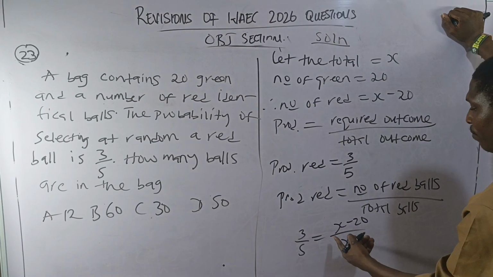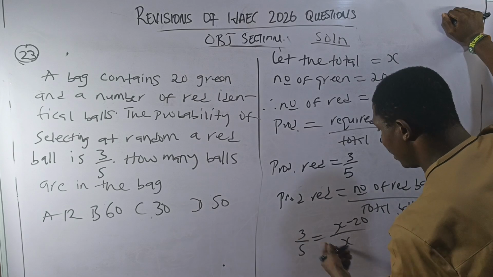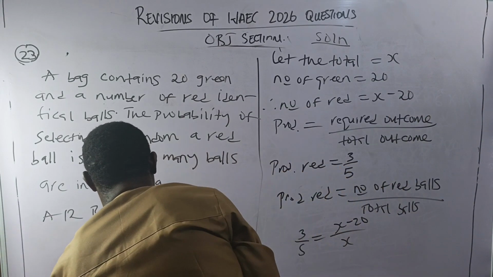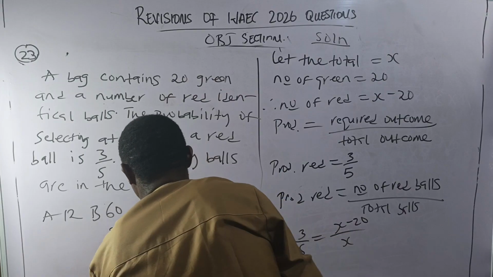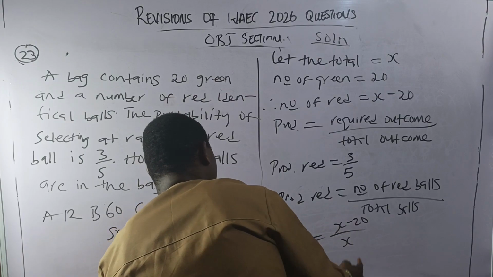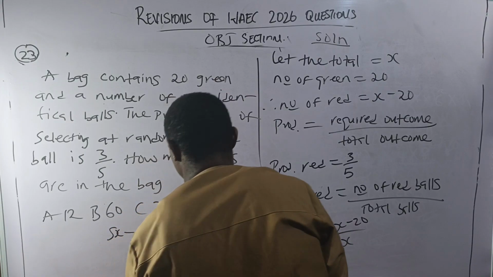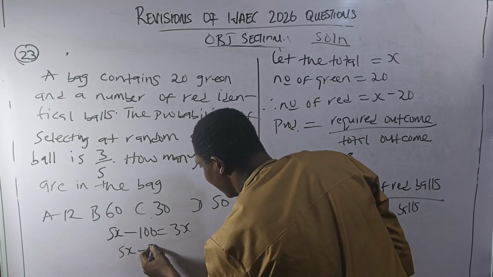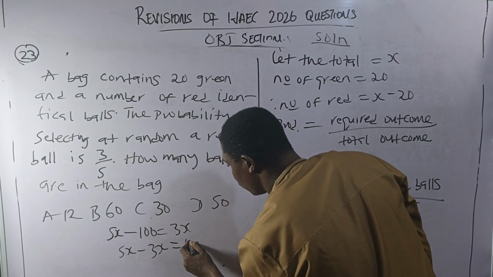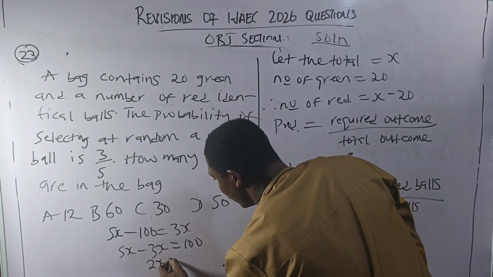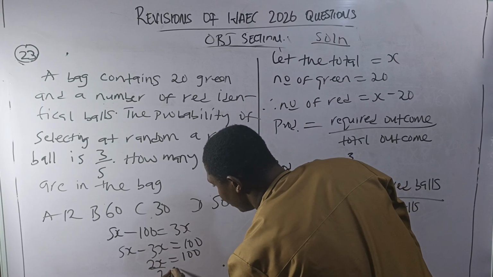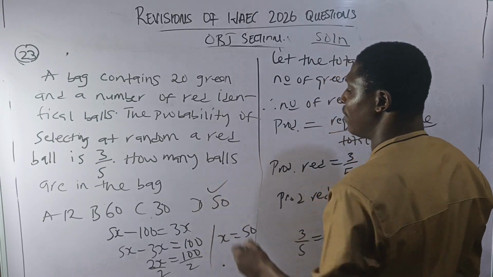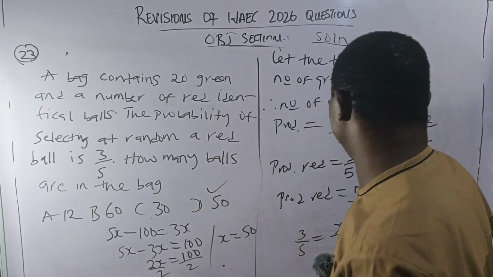So we simply solve to make X the subject of the formula. This will give me 5 times X, which is 5X, and 5 times 20, which gives me 100, and 3 times X, 3X. I make X the subject of the formula: 5X minus 3X equals positive 100. By collecting like terms, 2X equals 100. If I divide through by 2, I have X equals 50. So my answer is D. The total number of balls is 50.